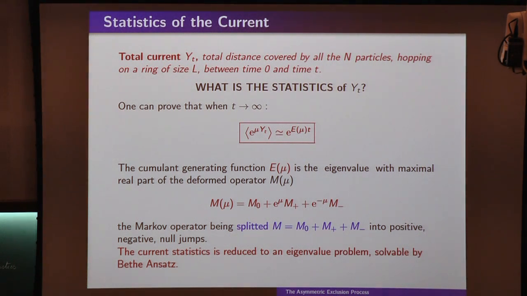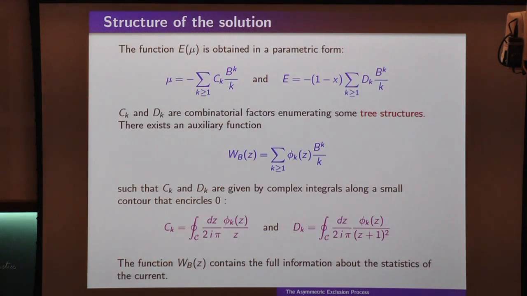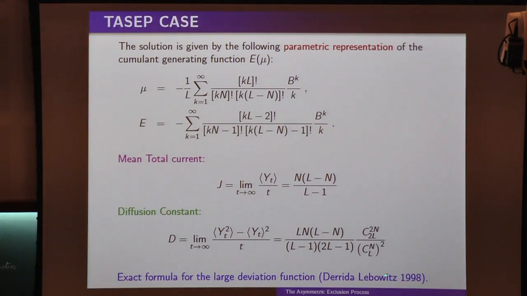So this is one very important insight. And the first people who got this insight were Derrida and Lebowitz 15 years ago, 17 years ago. They were able to compute the cumulant generating function of this total integrated current as a parametric series. So they didn't get E of mu, it's not possible usually, but you can get E as a function of a parameter B, mu as a function of parameter B, and eliminate B order by order in these two series. They did it using the Bethe ansatz? Yes, yes, they did it using Bethe ansatz.